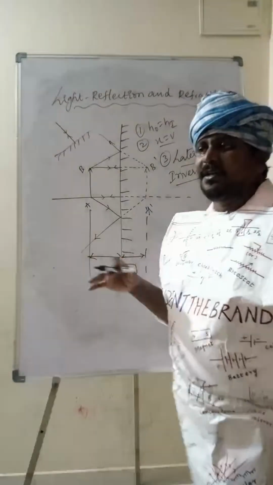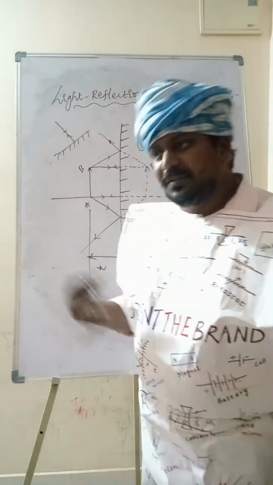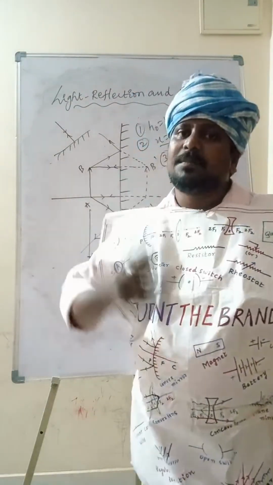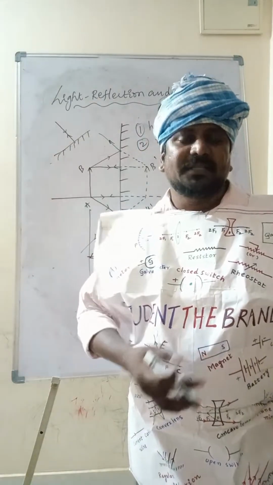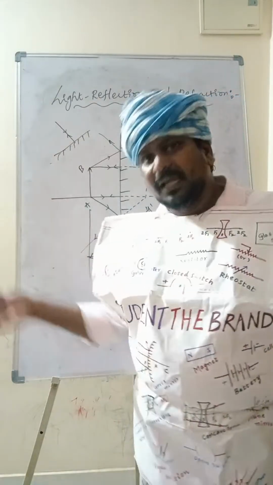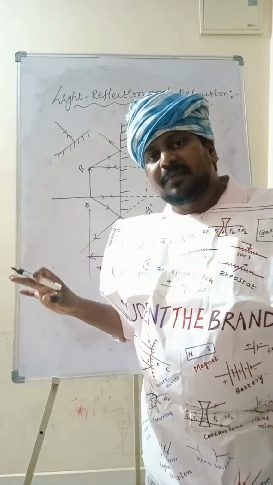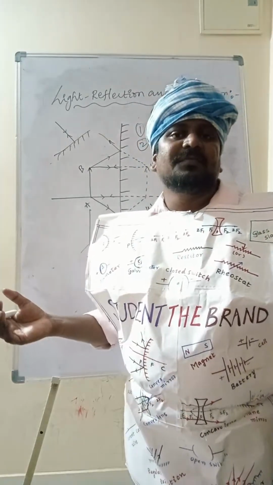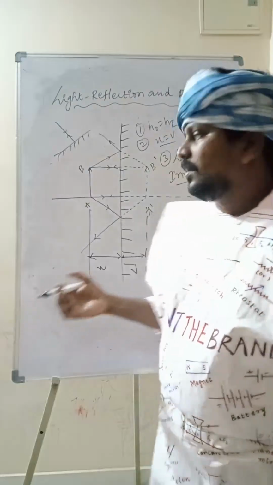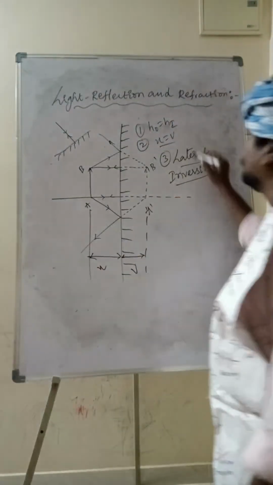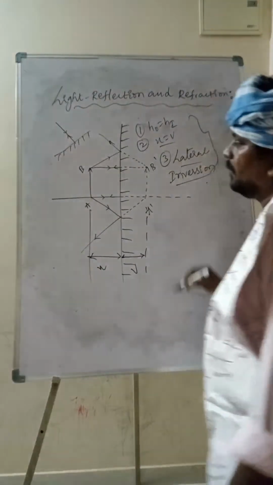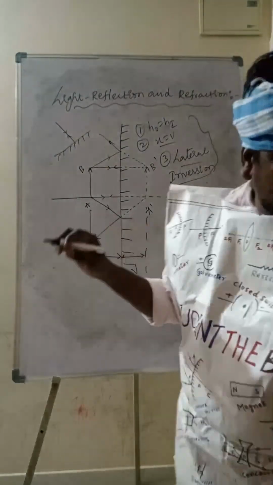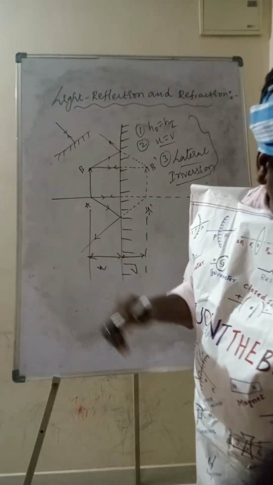Here the right side converts to the left side, and the left side to the right side. The right side of the object appears to be on the left side of the image, and the left side of the object appears to be on the right side of the image. This type of mirror reflection is called lateral inversion. These 3 points are very important, so keep in mind, it is a 3 marks question.